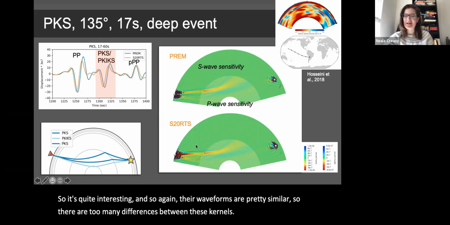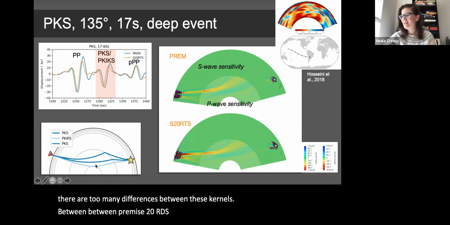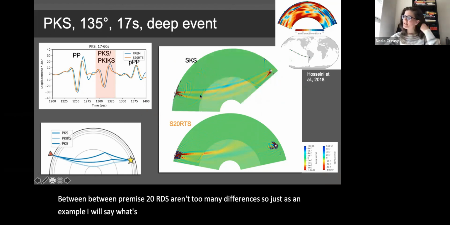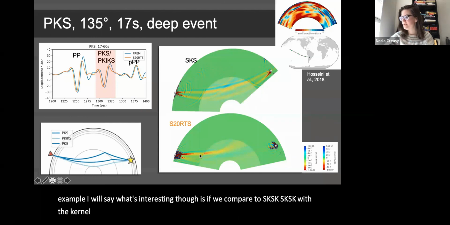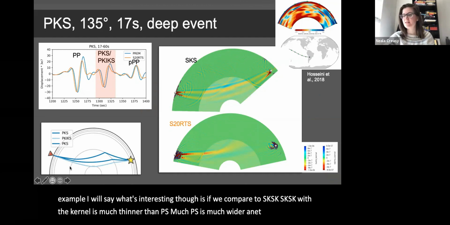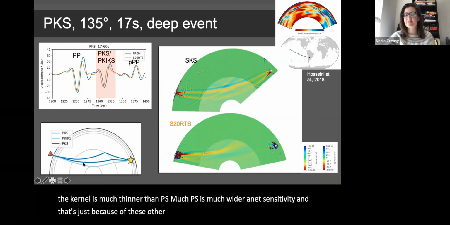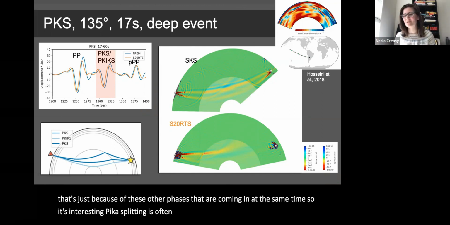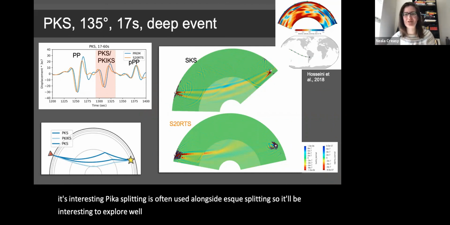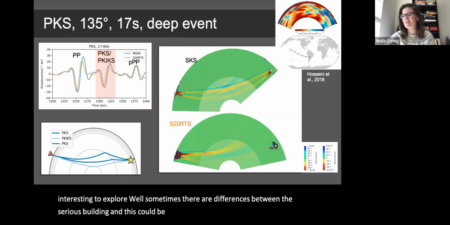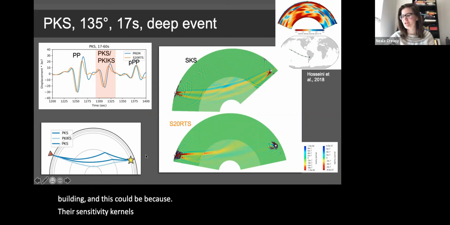Between PREM and S20RTS, there aren't too many differences. What's interesting, though, is if we compare to SKS, the width of the SKS kernel is much thinner than PKS. PKS is much wider in its sensitivity, and that's just because of these other phases that are coming in at the same time. PKS splitting is often used alongside SKS splitting, so it'll be interesting to explore why sometimes there are differences between the shear splitting. This could be because their sensitivity kernels are a little bit different from each other.